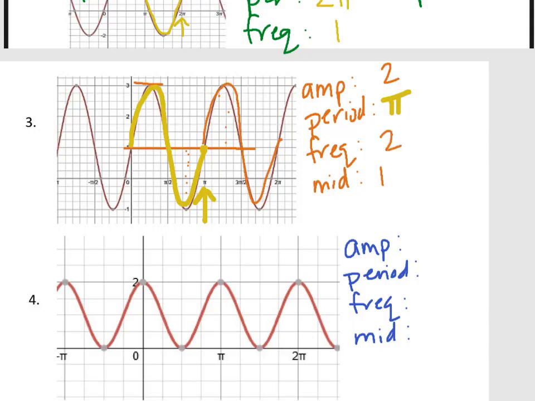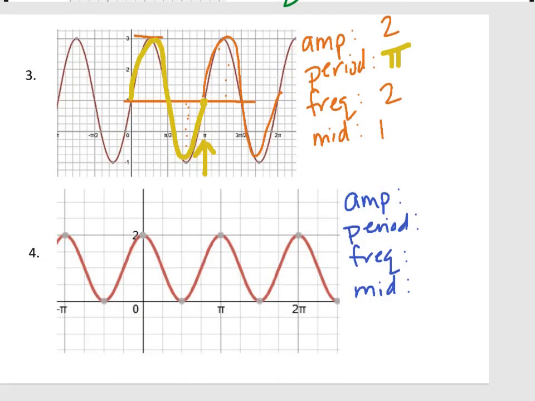Please pause the video at this point and try this next one on your own. Again, remember, I typically start with midline. I'm not saying you have to. That's just a piece of advice. Start with midline, get this one on your own, and here come the answers.